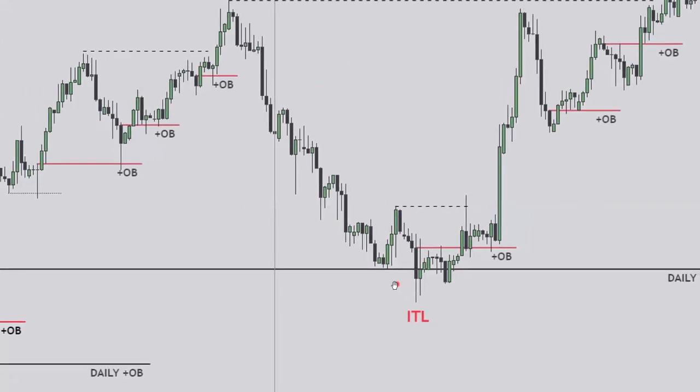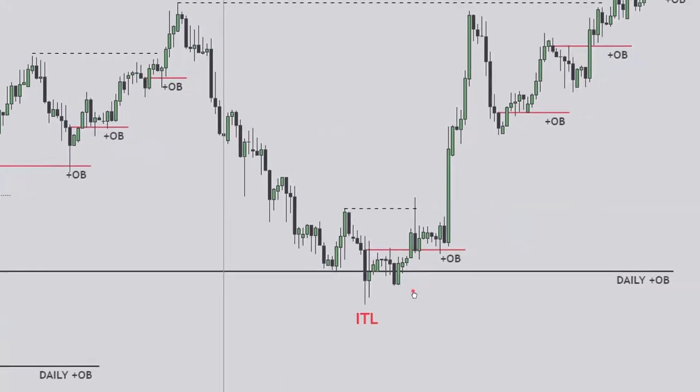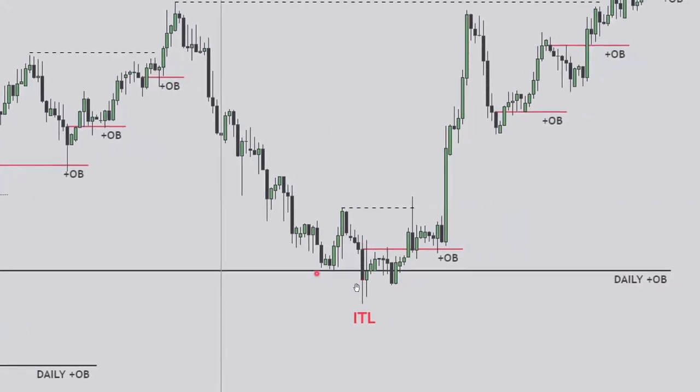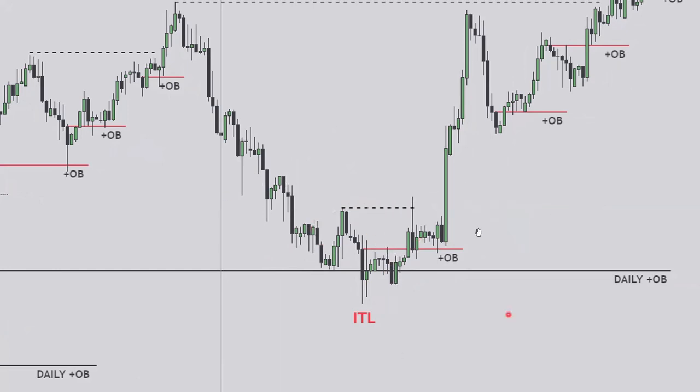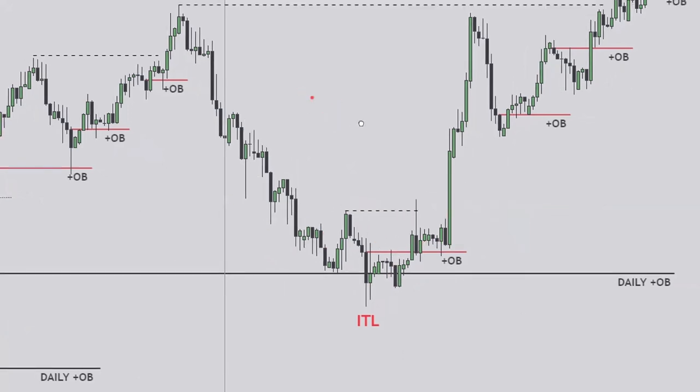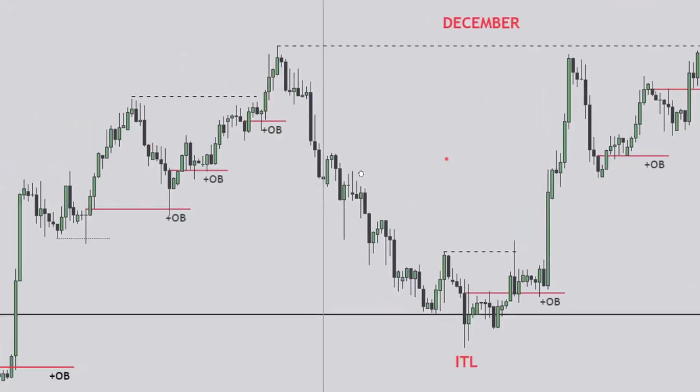Another thing we should also notice is that once market found support here, it created an intermediate term low here. And this here is an intermediate term high. So once market breaks it, you want to resume a bullish trend. Why is it an intermediate term high? Because you can see it has short-term lows to the left and to the right. So you can use market structure to also determine market flow.